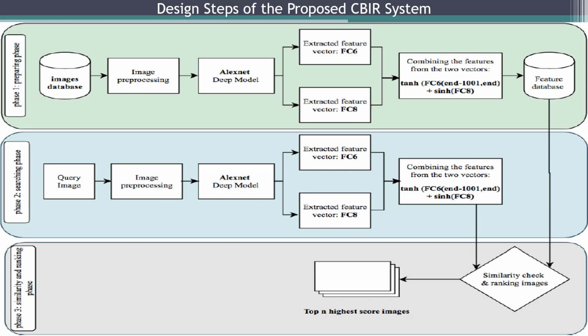Last is the similarity and ranking phase. The similarity measurement step captures the semantic similarity between the combined feature vectors obtained from the images in the database and the combined feature vector obtained from the query image. Then, all the images in the database are ranked and the top n images are retrieved.